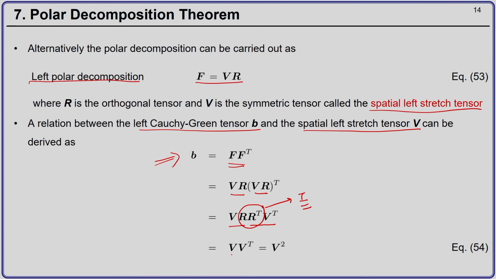So, we get V V transpose, and V is a symmetric tensor. Therefore, V transpose is V, and therefore, we can write V square. Finally, we derive B is equal to V square. So, the left Cauchy-Green tensor is the square of the spatial stretch tensor, the left stretch tensor V.